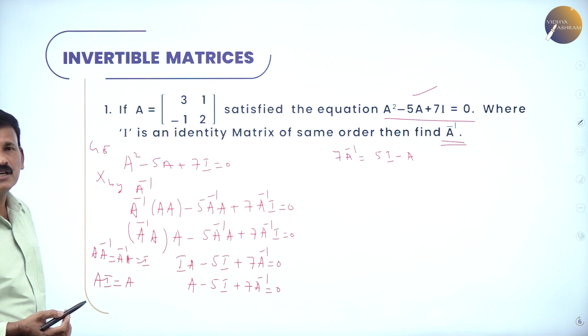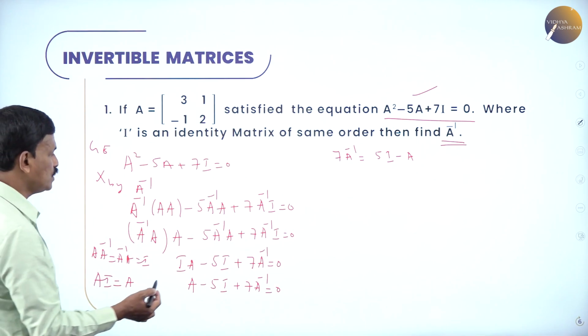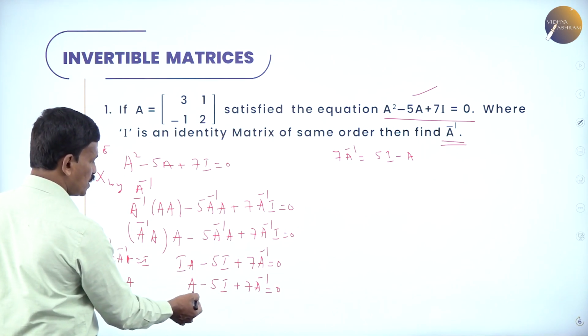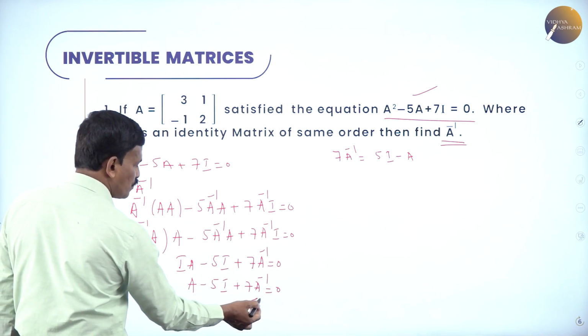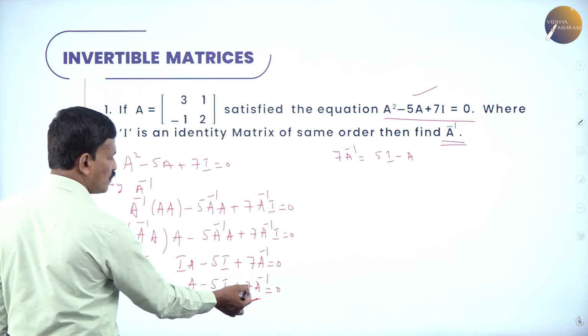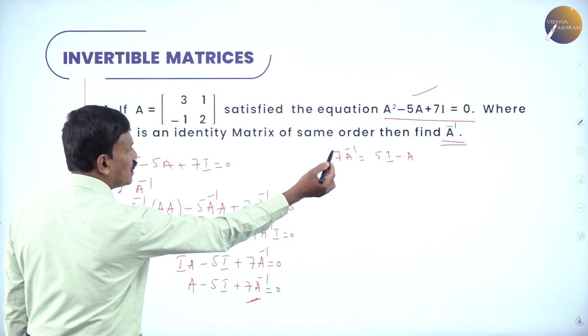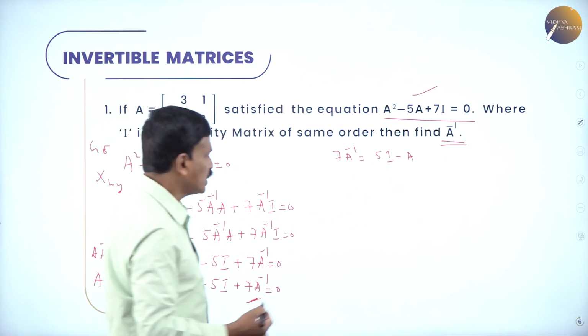A into I, or A inverse into I, is equal to A inverse itself. I into A is A. So 5I plus 7A inverse is equal to 0. What is required to find is A inverse. So just keep 7A inverse and transfer the rest: minus 5I becomes plus 5I and minus A.